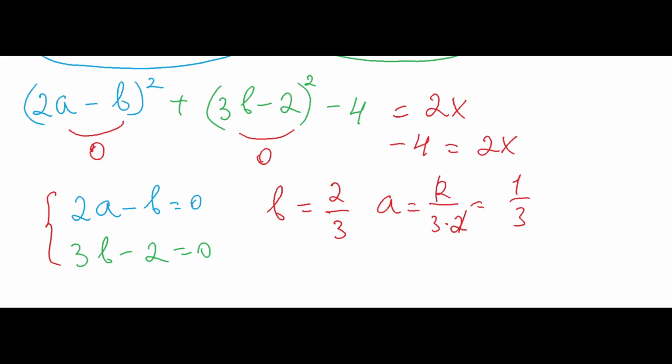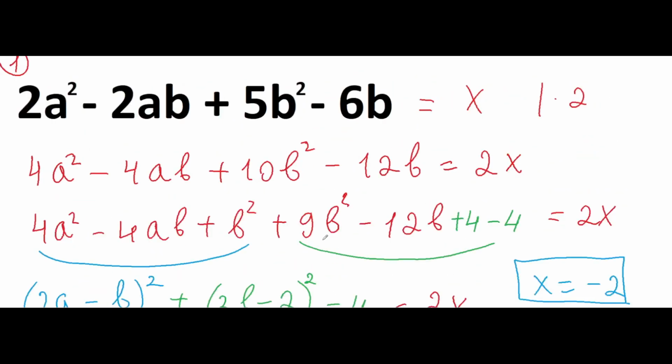And if we find the value of x, we will get that x will be equal to minus 2. Why do we solve this equation? Because we can have two different solutions, but in this equation we have the same solution. So if we have two different solutions, this way will not work. So the way I'll show right now will work every time.